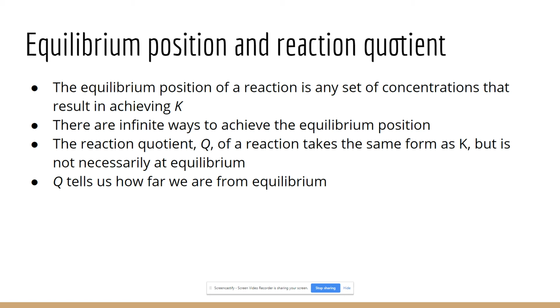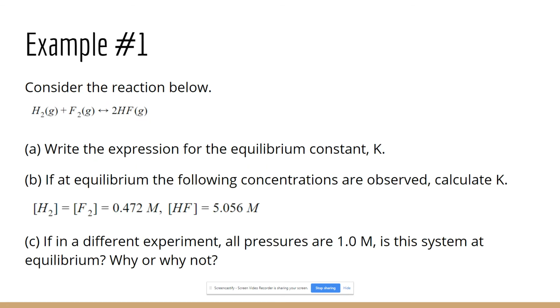So if Q is equal to K, then you're at equilibrium. If Q is greater than K, then you've got too many products and it needs to shift to the left. If Q is less than K, you've got too many reactants and it needs to shift to the right. Let's take a look at this in application. Pause here.